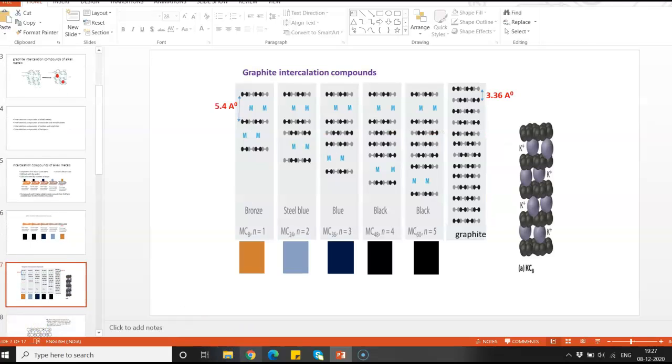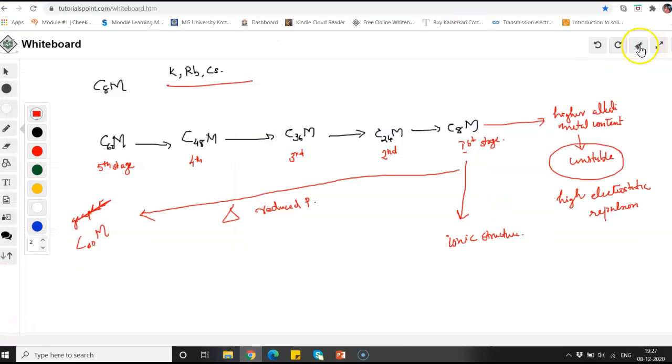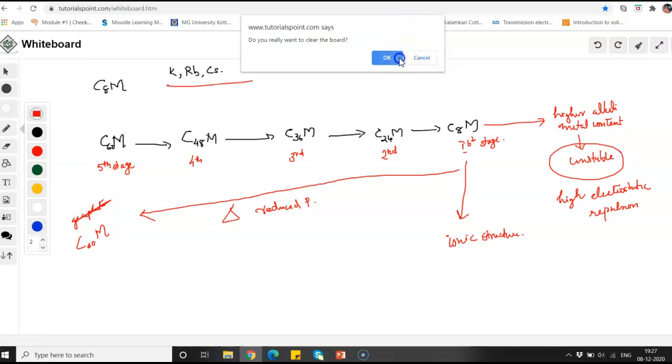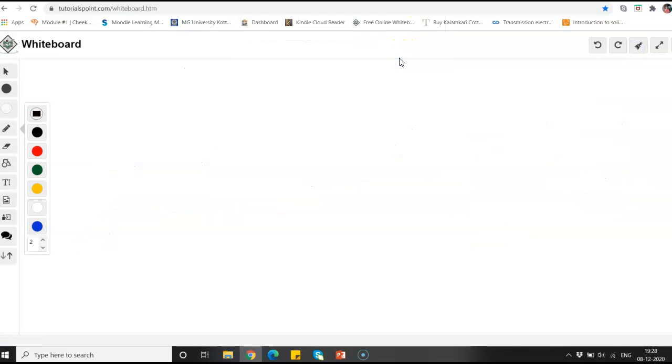Now moving on to the corresponding structure of intercalation compounds of alkali metals. We are discussing the intercalation compounds formed by graphite and alkali metals. The crystal structure of the first stage intercalation compound contains a planar layer of metal in between two layers of graphite.